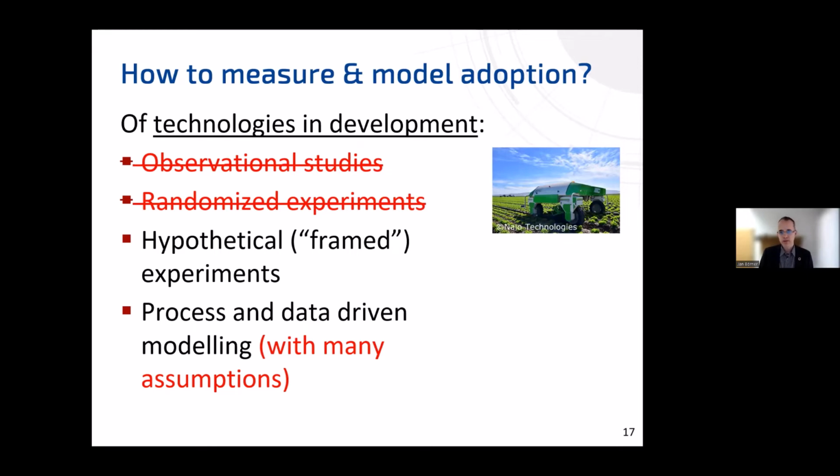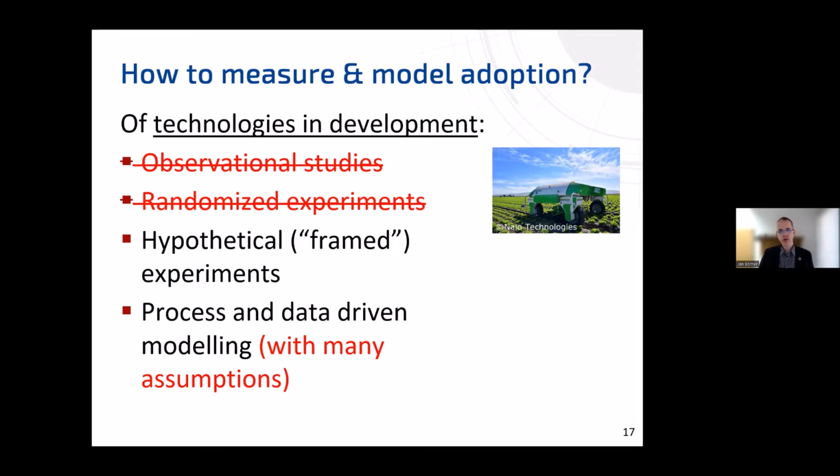So what we do instead, for example, is a hypothetical or so-called framed experiment where we confront a decision maker, a farmer, for example, with choices between alternative types of technologies. And we, of course, can then use that information also in process and data-driven modeling, but that implies making many more assumptions about all sorts of things like the costs of the technologies and the functionality of the technologies and things like that. So there are a couple of caveats involved in studying the potential of future adoption of technologies that are still in the development phase.